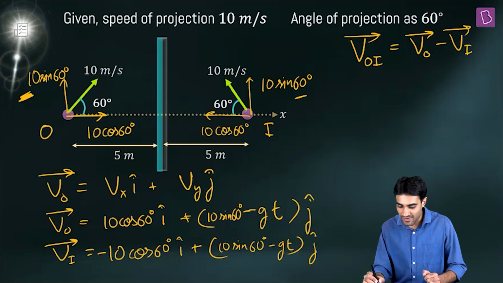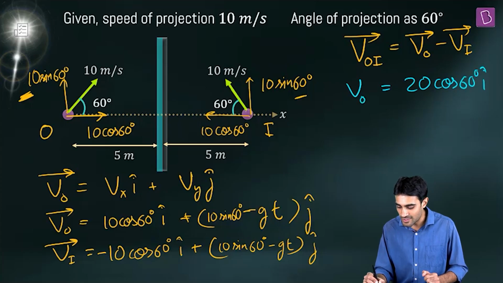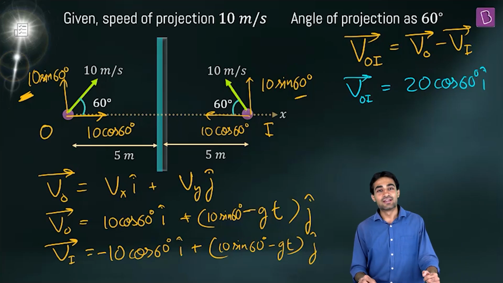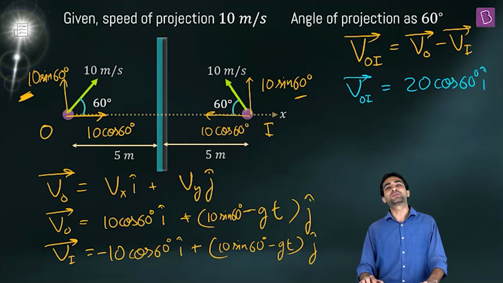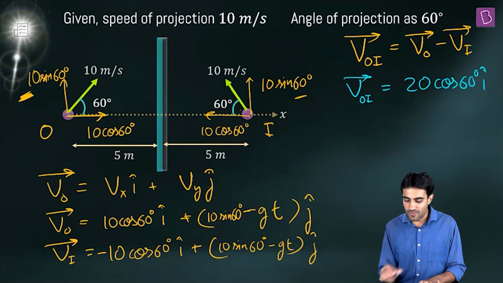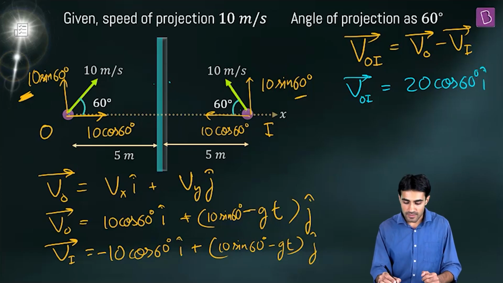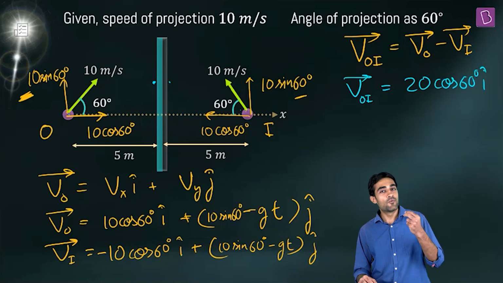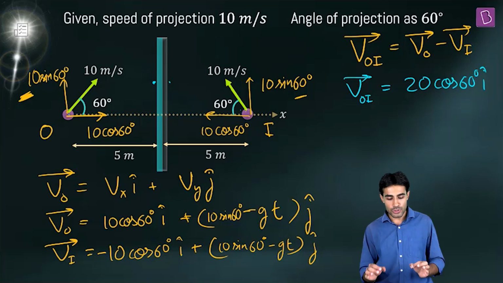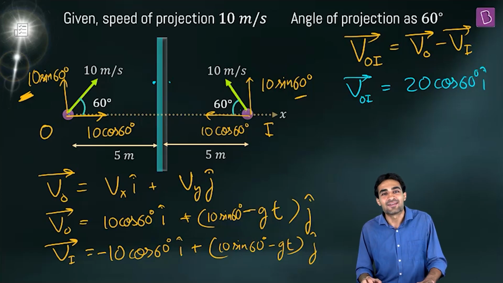Now we have to subtract these two velocities. What we will get is 2u cos 60 degree i cap. Can you see that? This is the velocity of object with respect to image. Does it depend on time? No, it does not depend on time. So initially the velocity of approach is the same, and when the particle is about to touch the mirror, the velocity of approach will also be the same. So the velocity of approach of the object and the image is the same irrespective of time.